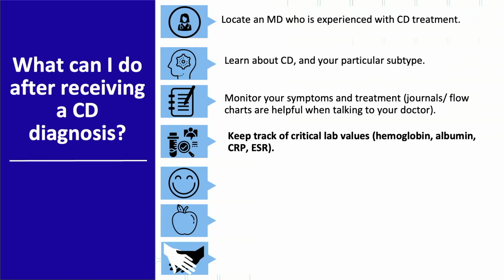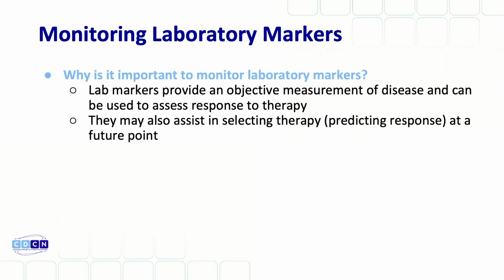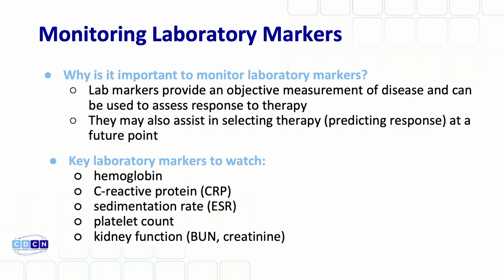Next slide. All right, so track those lab values. You mentioned earlier that certain lab values that are abnormal when you present, they're going to be abnormal again if you relapse. So you should be on the lookout for those things. Next one. Click a couple more times. These are all the key things you should be looking for.